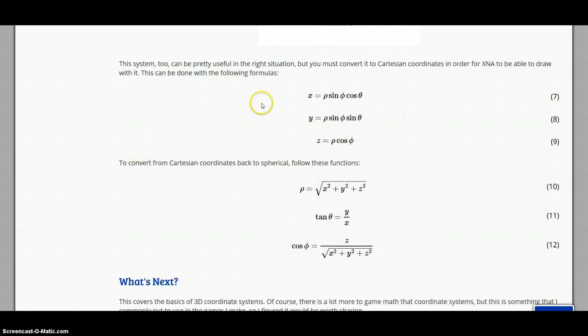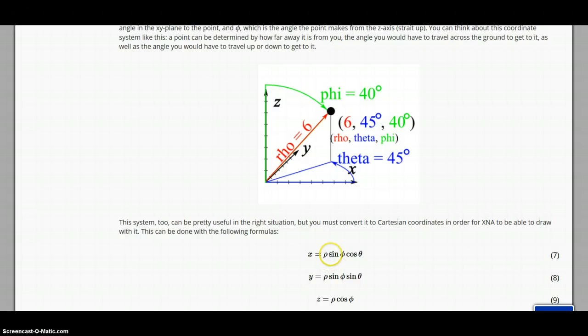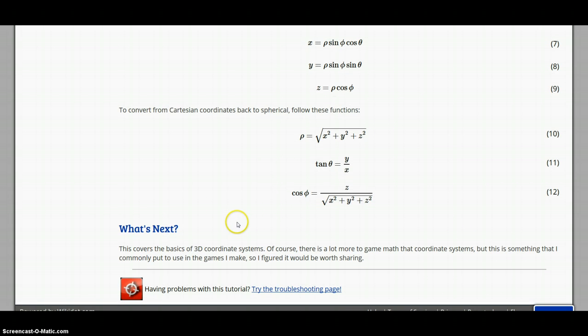These also need to be converted to Cartesian coordinates. It is done this way: rho times sine of phi, and so on. I'm not sure which way around it is, but you can find it out. So those sines and cosines are used. So this hopefully answers the first question.